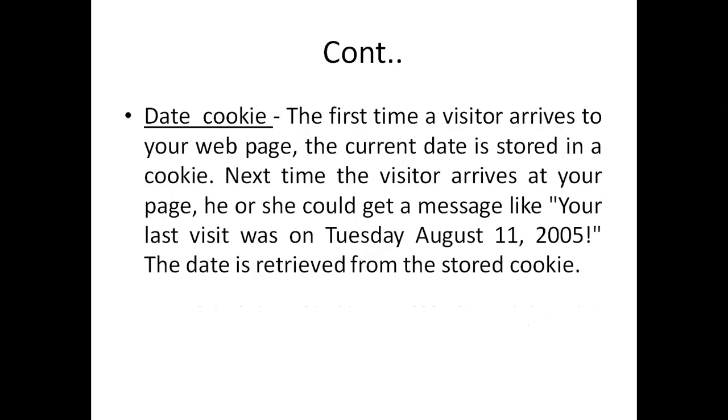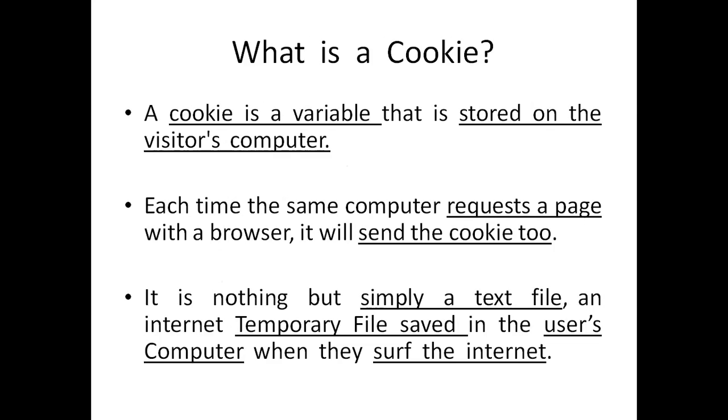And now date cookies. The first time a visitor arrives at your web page, the current date is stored in the cookie, and the next time the visitor arrives at your page, he or she could get a message like, your last visit was on Tuesday, August 11, 2005. The date is retrieved from the stored cookie. So the cookie is very important, and we can store the date also, and it is helpful to track the user's movement, and how many times we have visited the server or website. This can be measured and recorded also. So these are the many benefits of cookies.